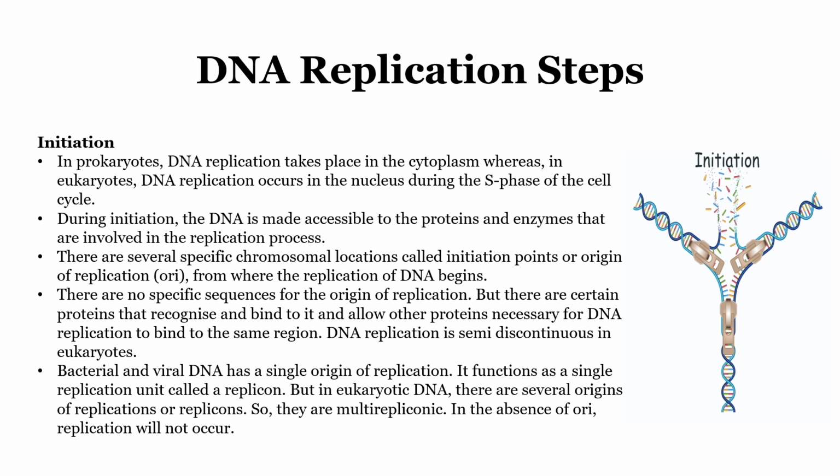Bacterial and viral DNA has a single origin of replication. It functions as a single replication unit called a replicon. But in eukaryotic DNA, there are several origins of replication, or replicons, so they are multi-repliconic. In the absence of ori, replication will not occur.